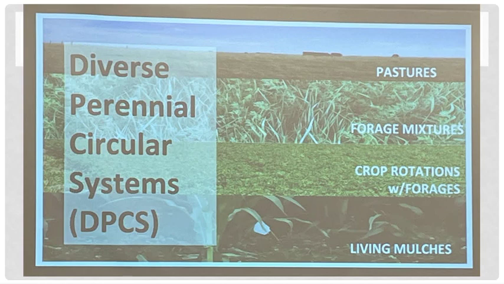We had a presentation on diverse perennial circular systems. Now, when I read this thematic, I was like, what do they mean by that? But their definition is this is really just a good balanced forage system. It's another way to word it. You think about pastures and forage mixtures, adding in crop rotations with forages, living mulches.